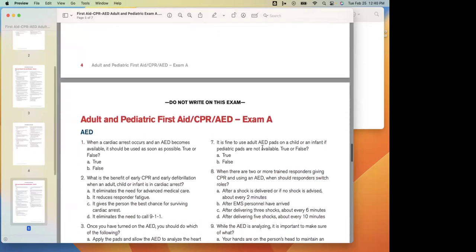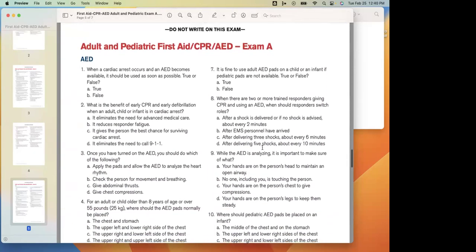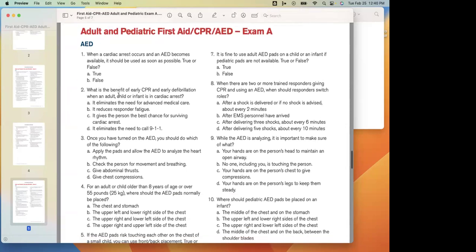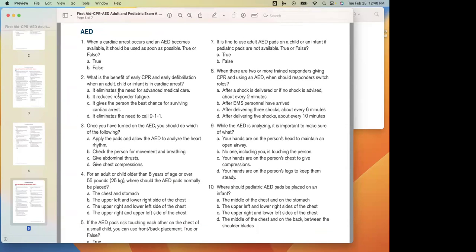Okay, the AED exam portion. Number 1, when a cardiac arrest occurs and an AED becomes available, it should be used as soon as possible. True or false? Number 2, what is the benefit of early CPR and early defibrillation when an adult, child, or infant is in cardiac arrest?